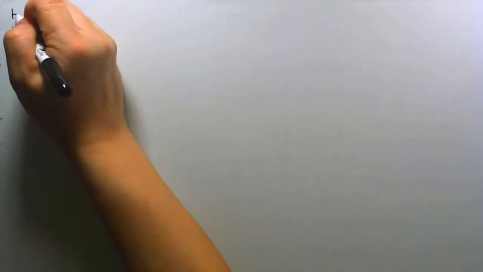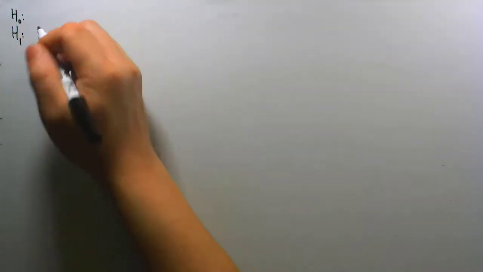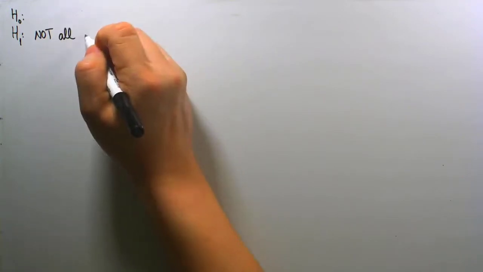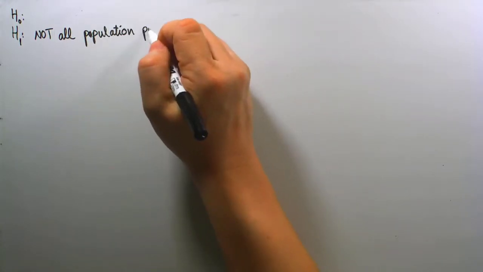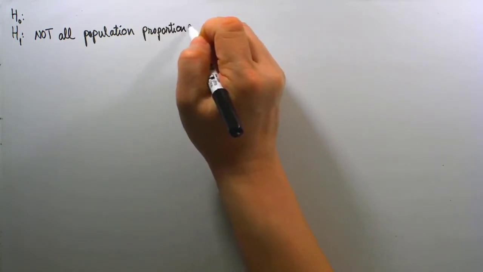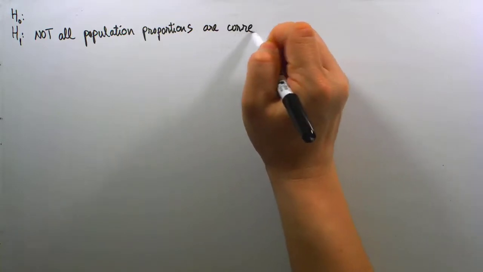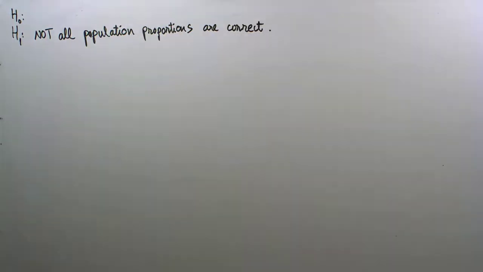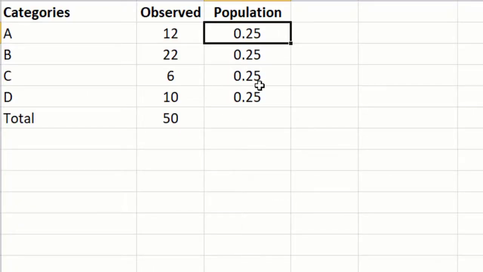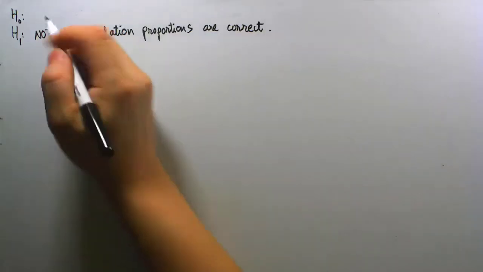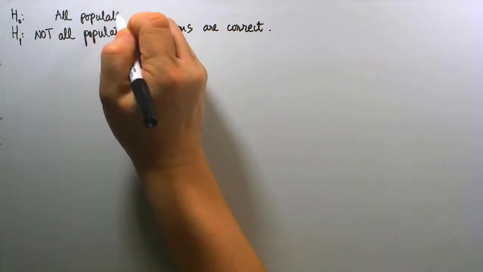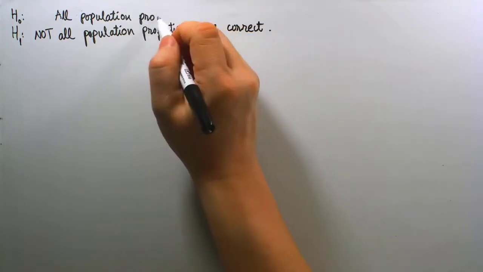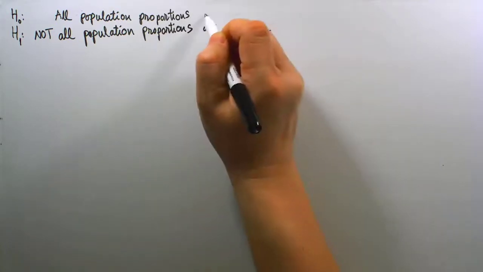So now that means in our hypotheses, we can write down the 2 hypotheses as following. H1 can say that not all population proportions are correct. That means it could be some of them in the list here being incorrect. Then H sub 0 can be a statement saying that all population proportions are correct.